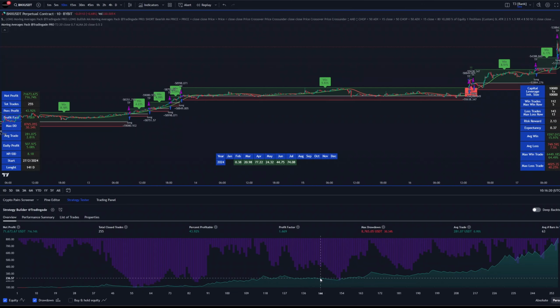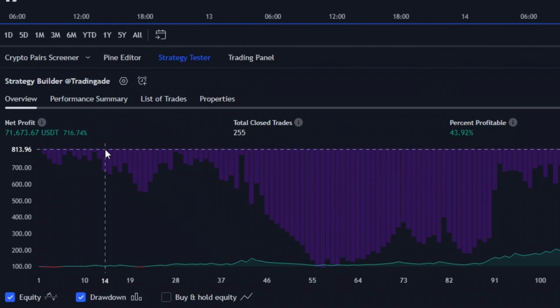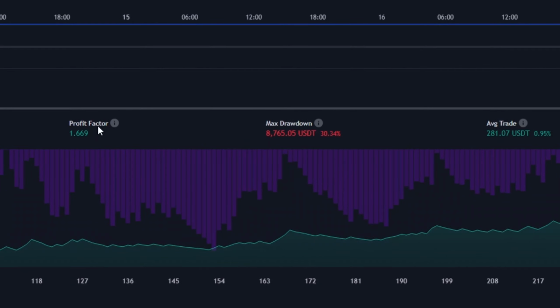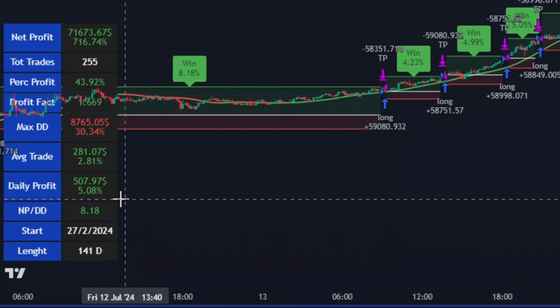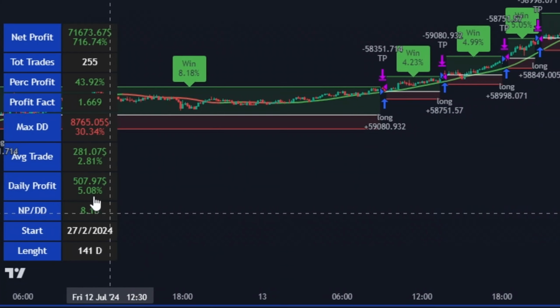And as you can see guys, we have a really amazing equity line. Net profit 715%, 255 trades, 43.9% win rate, 1.66 profit factor, 30% max drawdown, 0.95% average trade. Net profit slash drawdown 8.18, which is something really high.